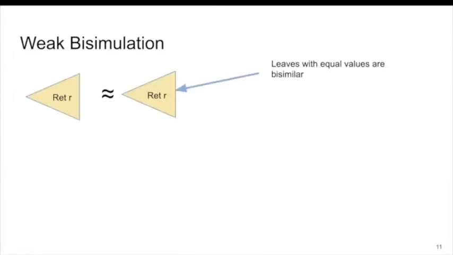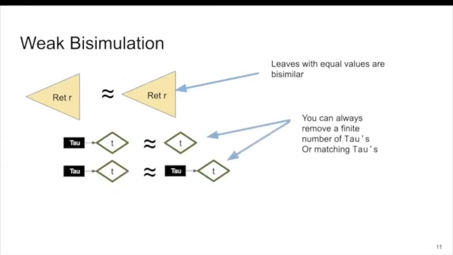So let's get back to this weak bisimulation relation I mentioned earlier. So here's a pictorial idea of how it's defined. So first, if you have two leaf nodes that return the same value, they're weakly bisimilar. Then if you've got some taus and bisimilar trees, you can either freely remove a finite number of taus from either side, or you can remove an unbounded, possibly infinite number of taus as long as they match on both sides.